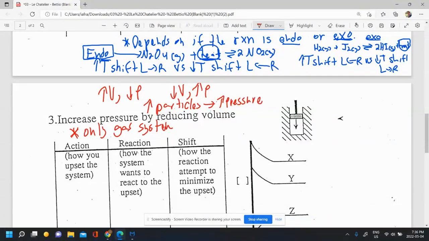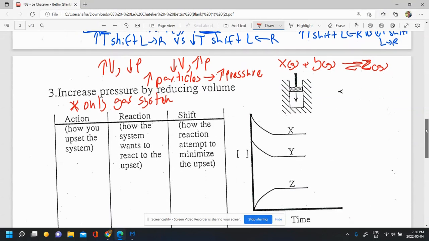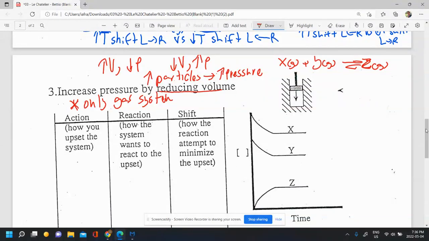So let's take a look at our gas system. Earlier we had X gas plus Y gas produces Z gas. And then there's also some heat, but we don't worry about that right now. This is just the same system we were working with before. In this case, we're going to apply a stress, and the stress is going to be to reduce the volume. By reducing volume, remember that we're increasing the pressure, because there's less space now.